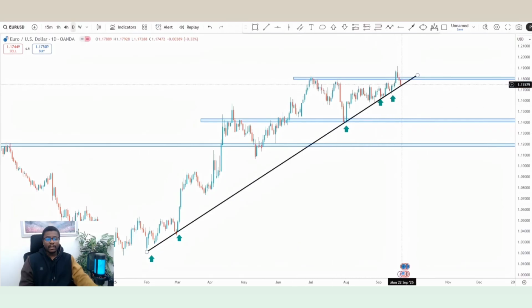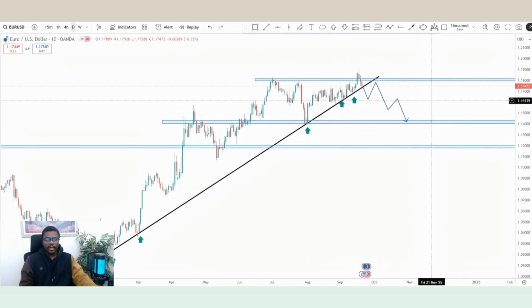But now price is currently at this trend line, so we're going to see how price reacts to this trend line for EURUSD. So a break of this trend line could see price come down a bit, retrace up to retest this area, and come all the way back to the support level here around the 1.143 area, or even break that a bit lower.